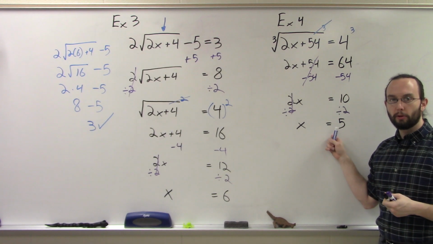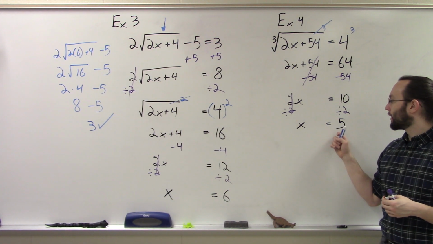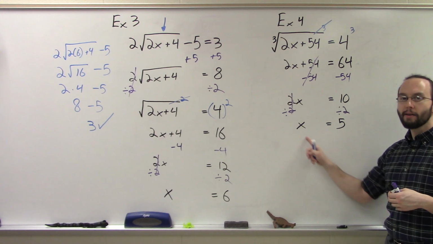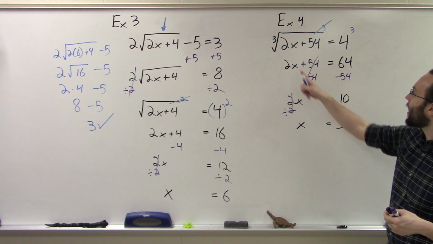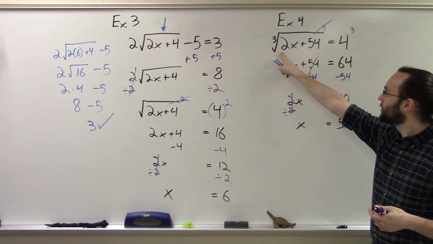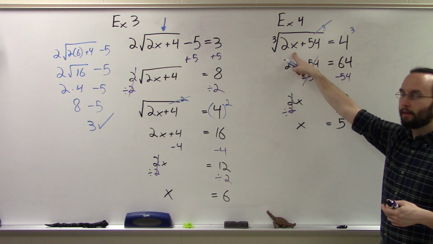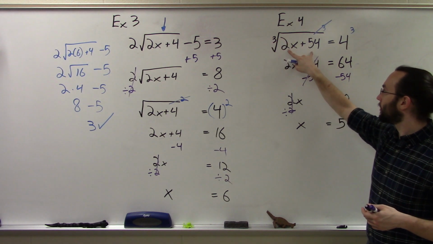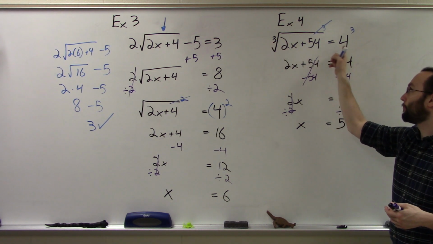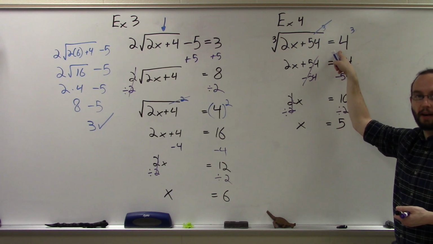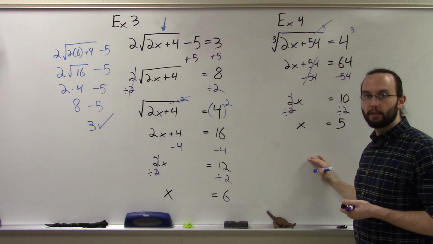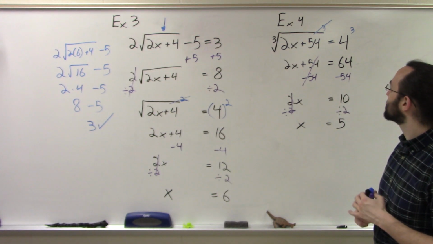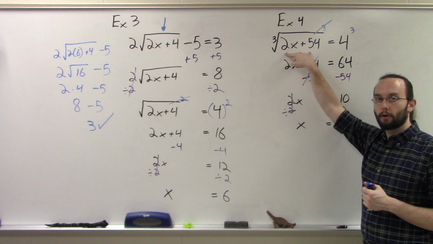We do want to double check that 5. Again, double checking is simply substitution. If I'm telling you x equals 5, I can prove that by taking the 5 and substituting it back in. 2 times 5 is 10. 10 plus 54 is 64. The cube root of 64 is 4. Hey, 4 does equal 4. So this works out exactly the way that I'm claiming it does. Go back, double check your work. Absolutely, absolutely go back and double check your work.